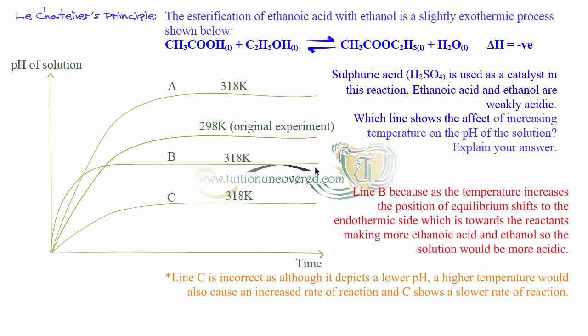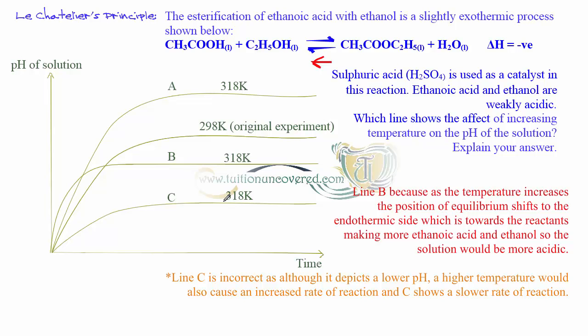Now let's understand why. If we increase the temperature, the position of equilibrium shifts to the endothermic side, which is towards the reactants, making more ethanoic acid and ethanol, so the solution would be more acidic. Here, if I was to increase the temperature, endothermic side is that way, towards the production of ethanoic acid and ethanol, that would have made the pH decrease, making the solution, the mixture, more acidic. Therefore, if I increase the temperature, I expect the line to decrease. Now I've got two options, B and C.